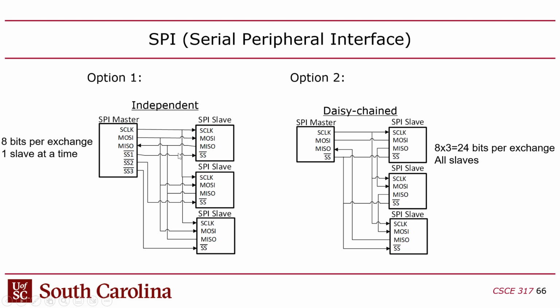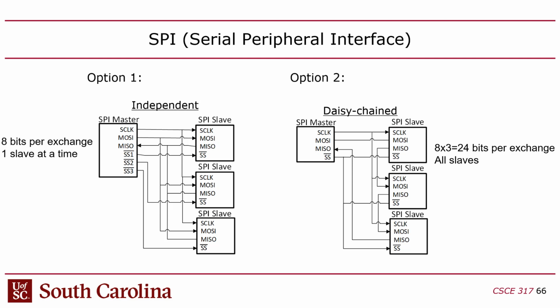In the case of the independent approach, it may appear at first that, as long as the master has multiple slave selects, you could have as many slaves as you want. One slave select goes to each slave, and then the MOSI and MISO lines are shared. The clock is fanned out to all the slaves, the MOSI is fanned out to all the slaves, and then the MISO is also shared. But that's the one that's the problem.